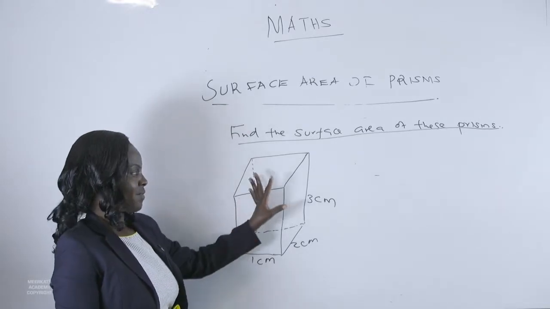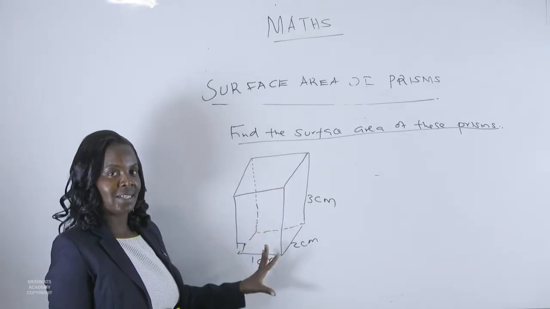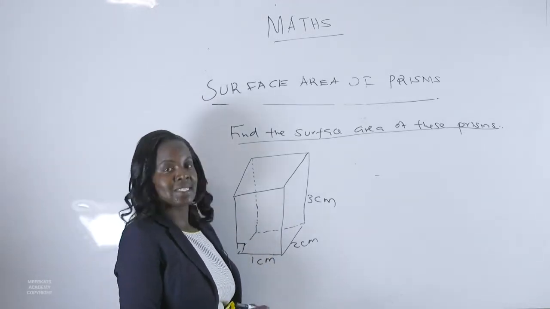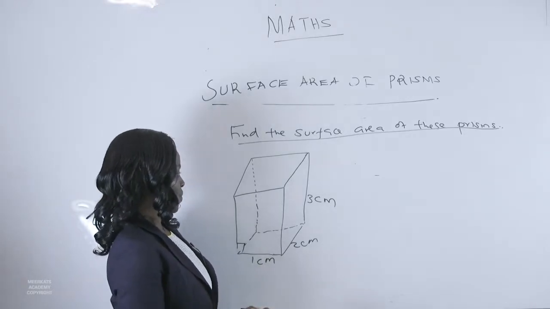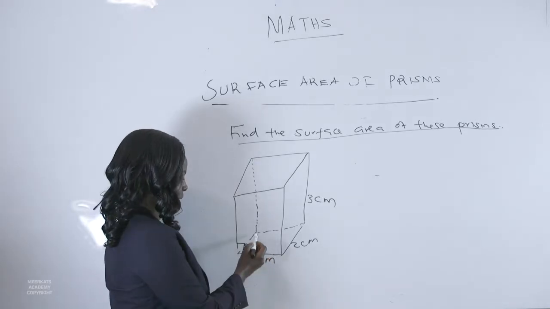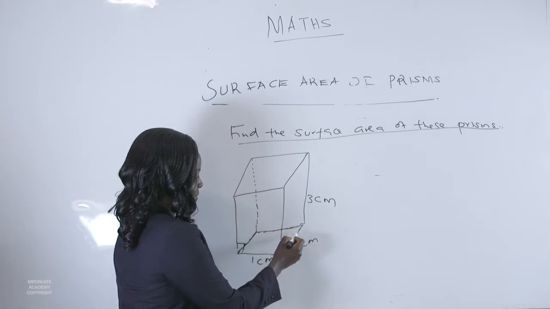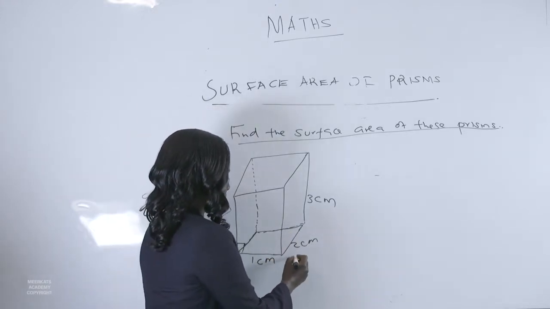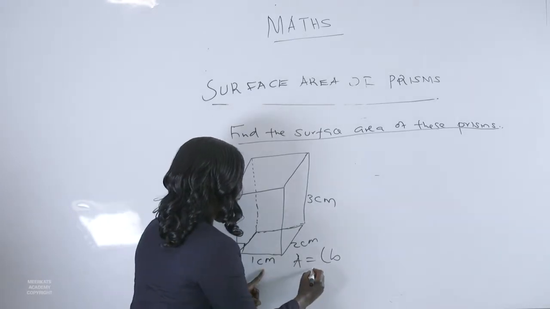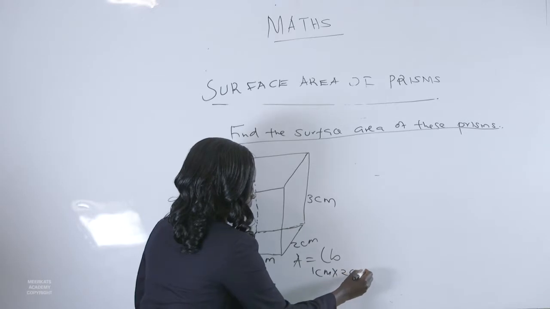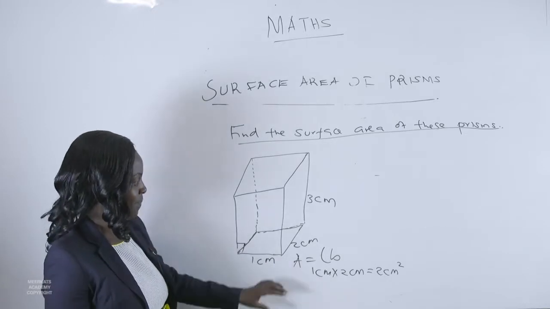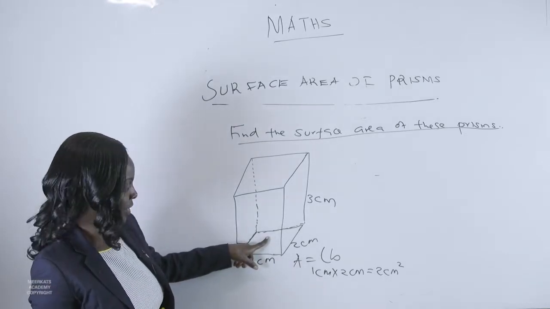We will identify all the different faces, find their different areas, and then sum them together to give us the surface area. So let's look at the number of faces that are there. We have this bottom face, which is made up of this rectangle, measuring 1 centimeter by 2 centimeters. Area of a rectangle is length times base. So we say 1 centimeter times 2, and that will give us 2 square centimeters. This is the area of this face here.